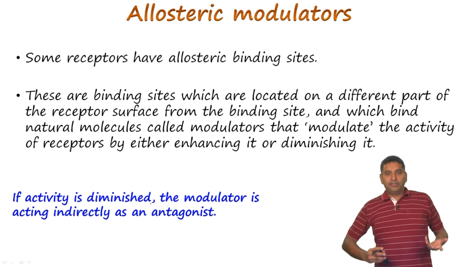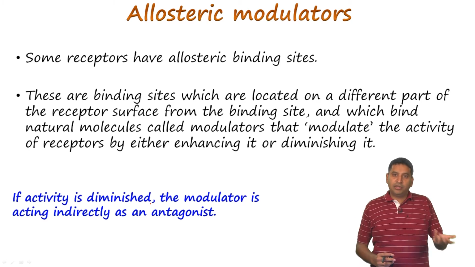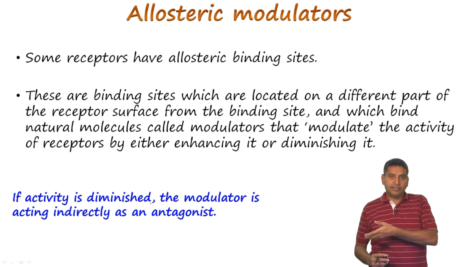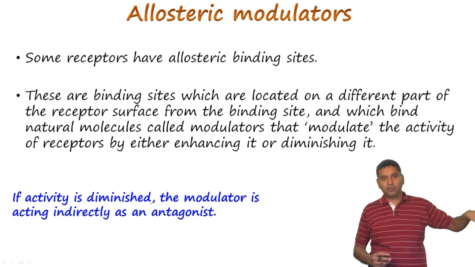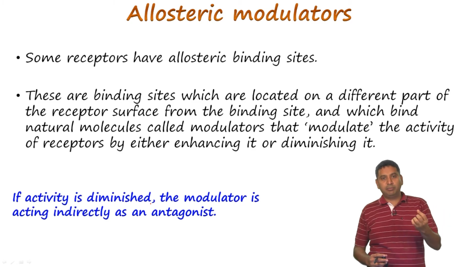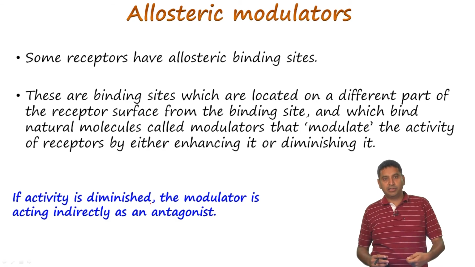As with enzymes, you also have a possibility of allosteric modulation. Okay. Some receptors have allosteric binding sites, and these are binding sites which are located on a different part of the receptor surface, and they bind to molecules called modulators. And these modulators modulate the activity of the receptor by either enhancing or diminishing it.